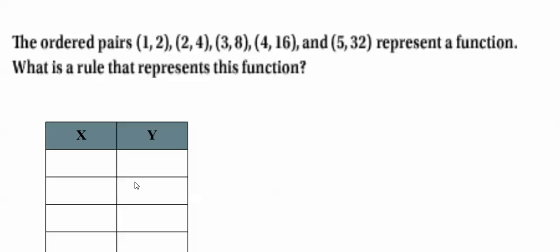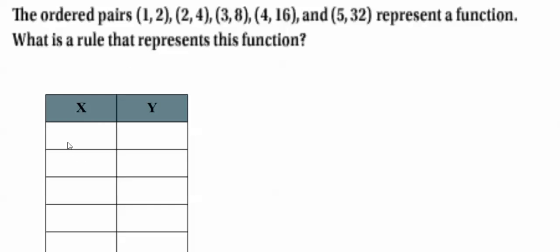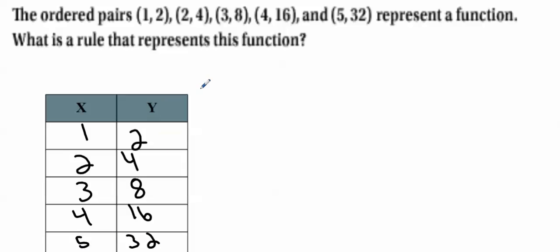Let's do one more. The ordered pairs 1, 2, 2, 4, 3, 8, 4, 16, and 5, 32 represent a function. What is the rule that represents this function? So if I were to put this in a table of values, because sometimes when you put it in a table of values, it's easier to see. So I'm going to make this 1, 2, and then that's 2, 4, and then that's 3, 8, and then there's 4, 16, and then there's 5 and 32. I'm going to look at that and I'm going to say, okay, well, y is equal to. Now, what is y equal to?